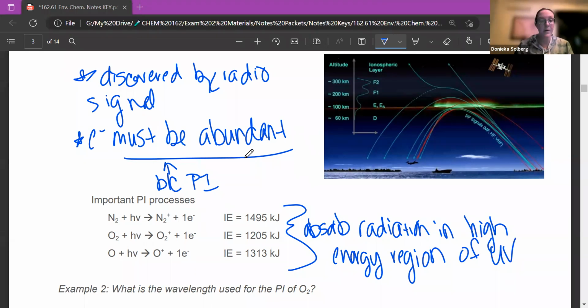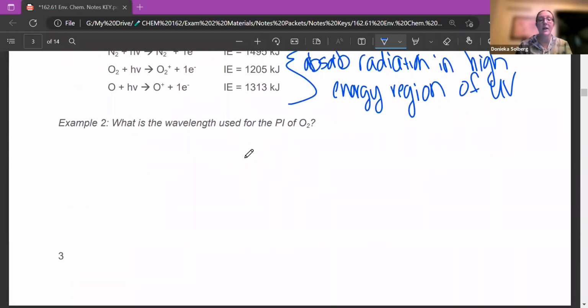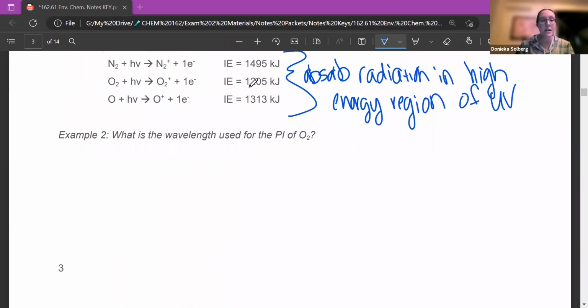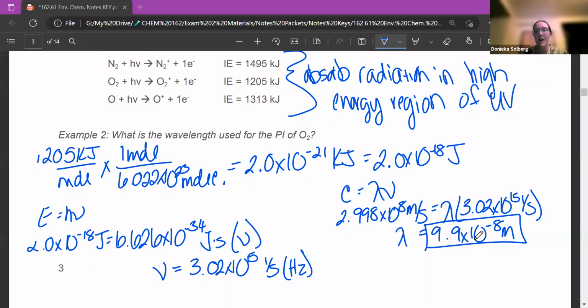So similarly to what we did previously, I want you to calculate the wavelength used for photoionization of O2 instead of the PD. So use the photoionization energy here, 1205 kilojoules, that would be per mole, to calculate the wavelength, similarly to before. Go ahead and pause. So if you did this, you end up with 9.9 times 10 to the negative 8 meters, which is in the UV region if you check your electromagnetic spectrum.